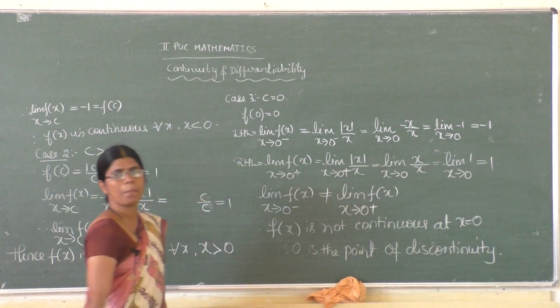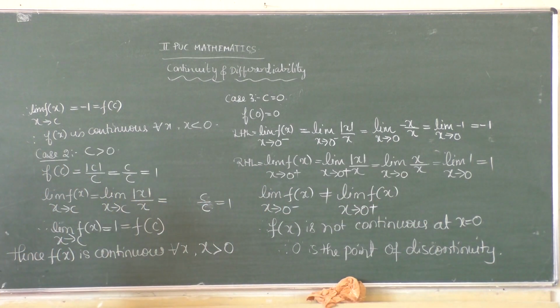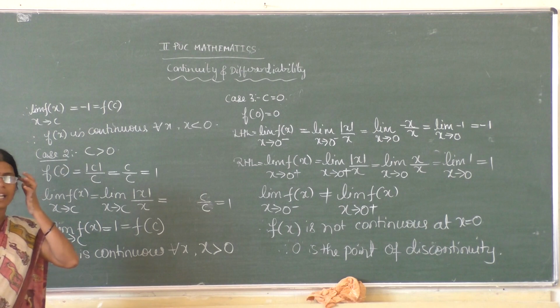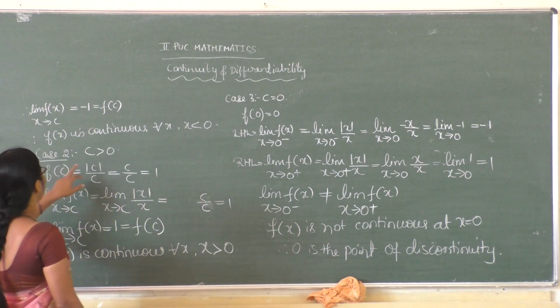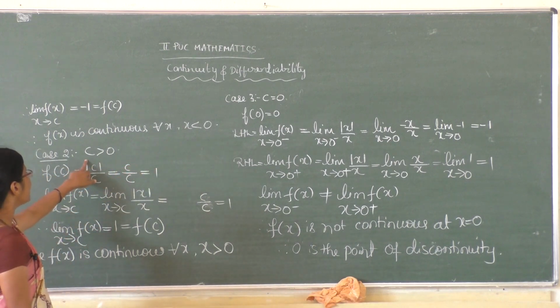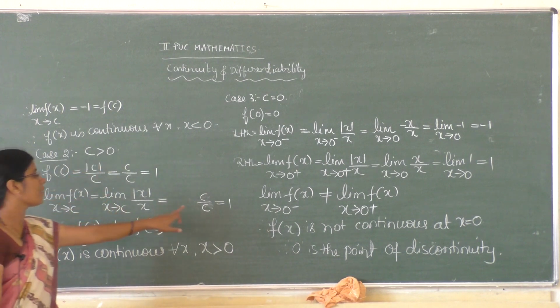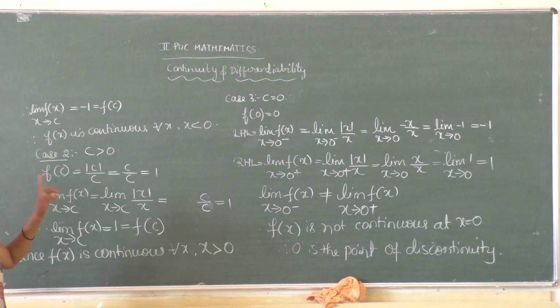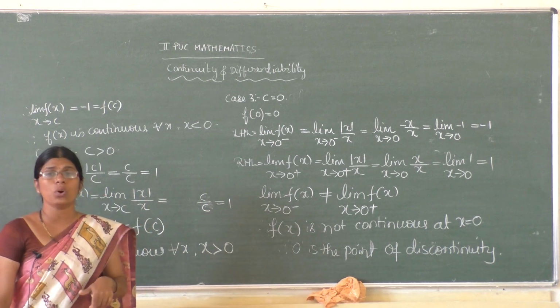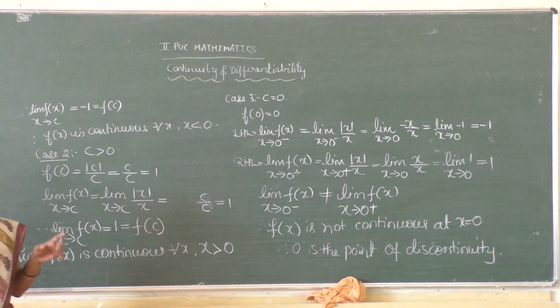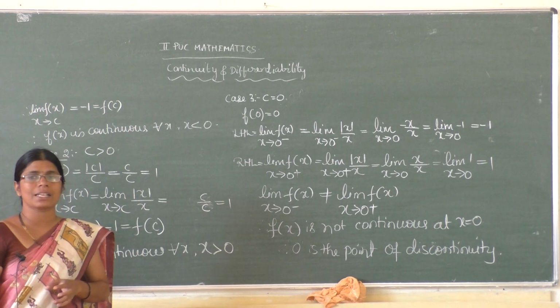Okay, 0 is the point of discontinuity. If we check this particular function, this is one special function. f of x equal to 1 when x is greater than 0, f of x equal to minus 1 when x is less than 0, and when x equal to 0, f of x is equal to 0.